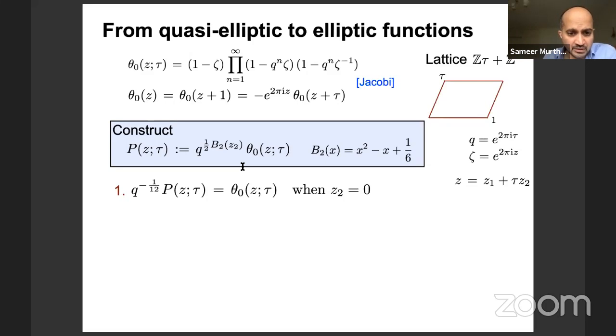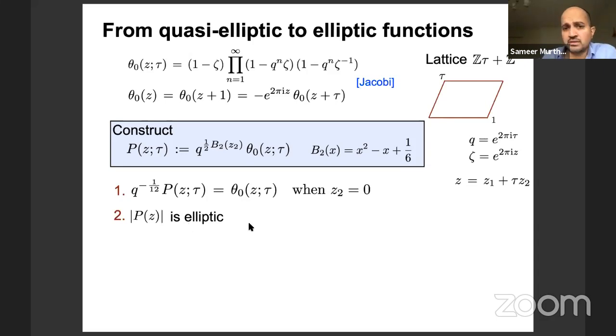The second statement is that the absolute value of p is elliptic or doubly periodic. And that can be seen as follows. So along this direction, there's no issue. Along this direction, when you move, theta naught picks up this linear function in z in the exponent. And here in the exponent, I have a quadratic function. So the difference is a linear function, which is rigged up to cancel this. Okay. When you do that, you will find out that you actually don't cancel it completely. You cancel it up to some phase, which is independent of z. Therefore, you get this absolute value of p, which is elliptic.